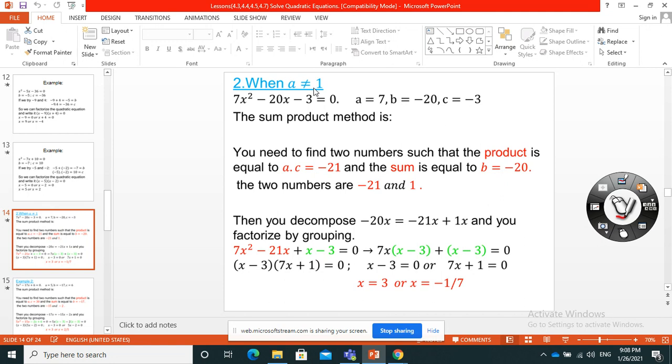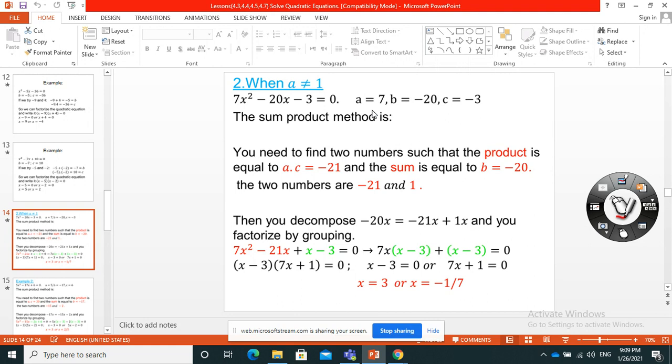So let's start with the first example. I have 7x squared minus 20x minus 3 is equal to 0. I need to solve it, and I notice that A is 7. So I have A equals 7, B equals minus 20, and C equals minus 3. Now, how are we going to do it? You need to find two numbers such that the product is equal to A times C, and the sum is equal to B.